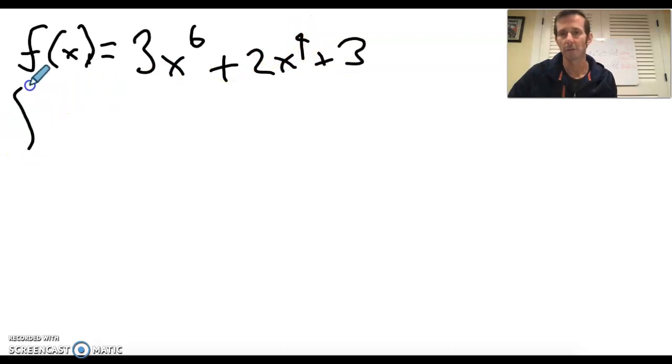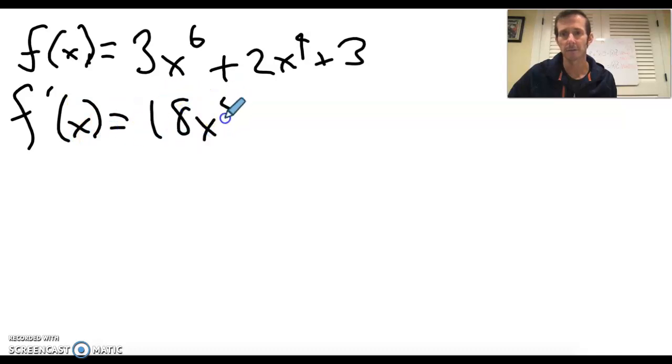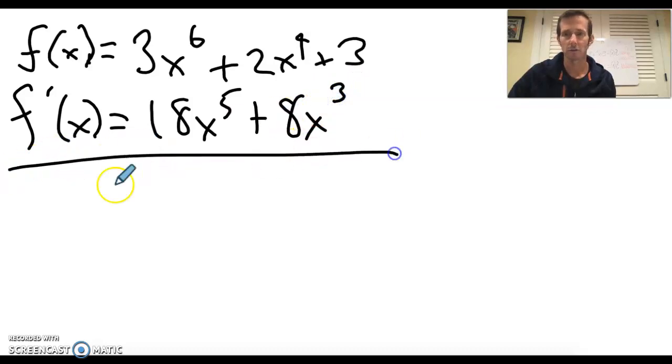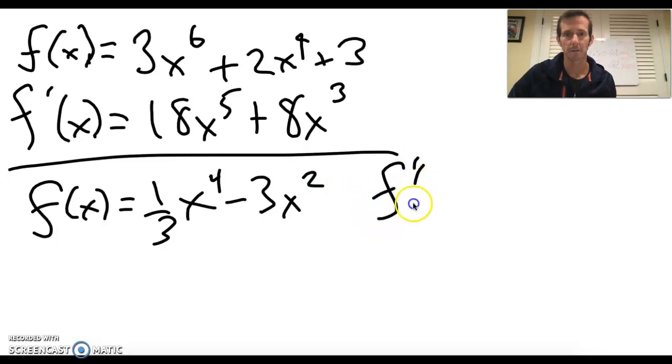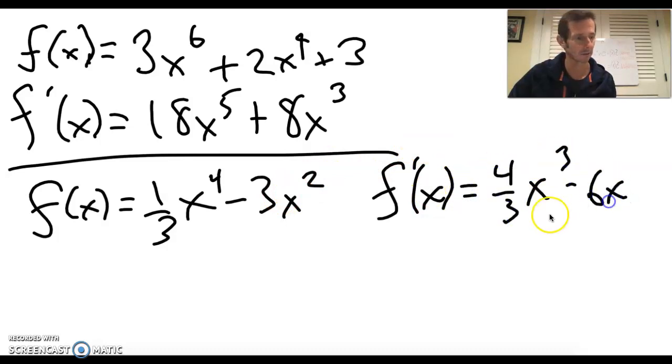All right, you should have your derivative. This is the actual answer. It is 18x to the 5th plus 8x cubed. All right, and try another one. f of x equals 1/3 x to the 4th minus 3x squared. So pause the video. Video's on pause. This should be your answer. The derivative should be 4/3 x cubed minus 6x.